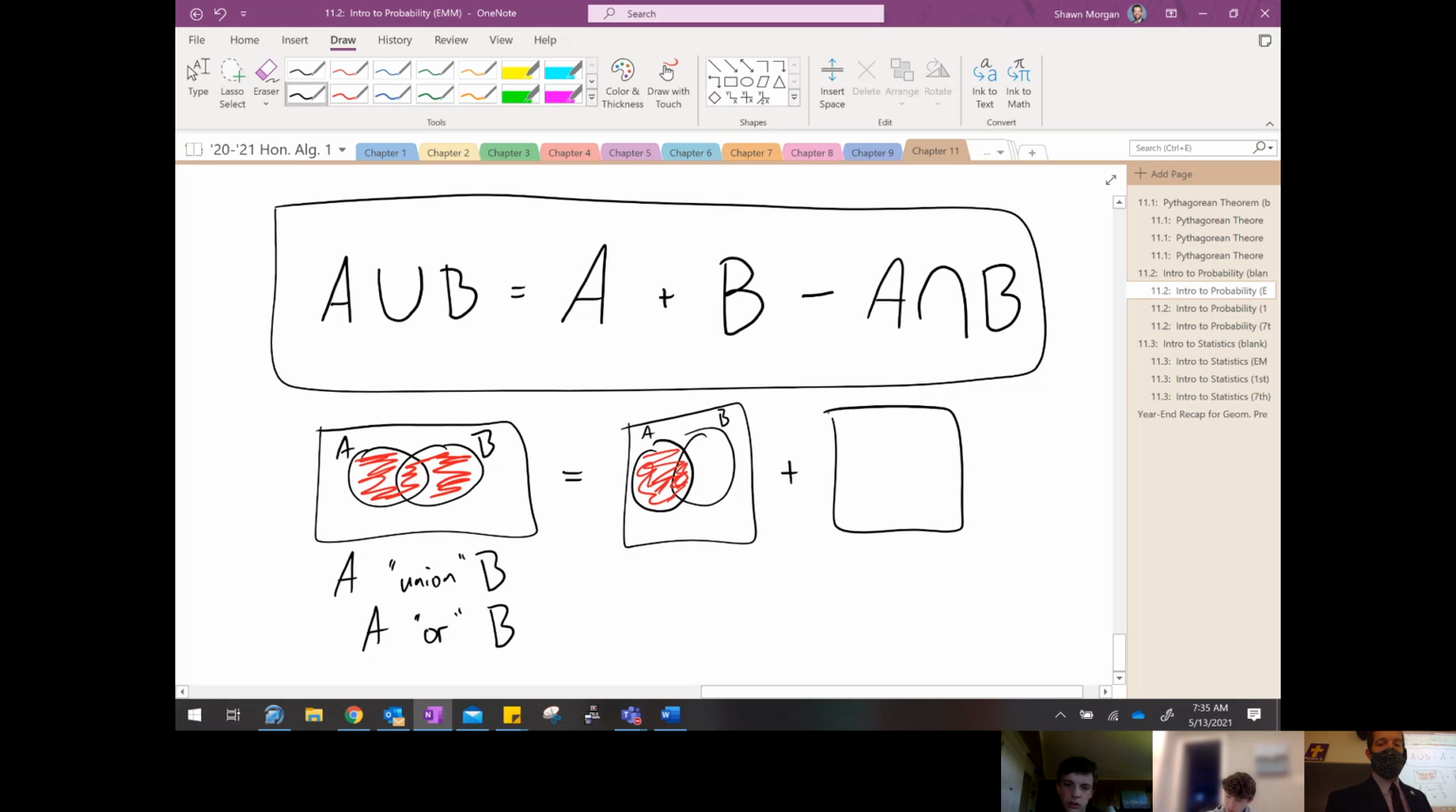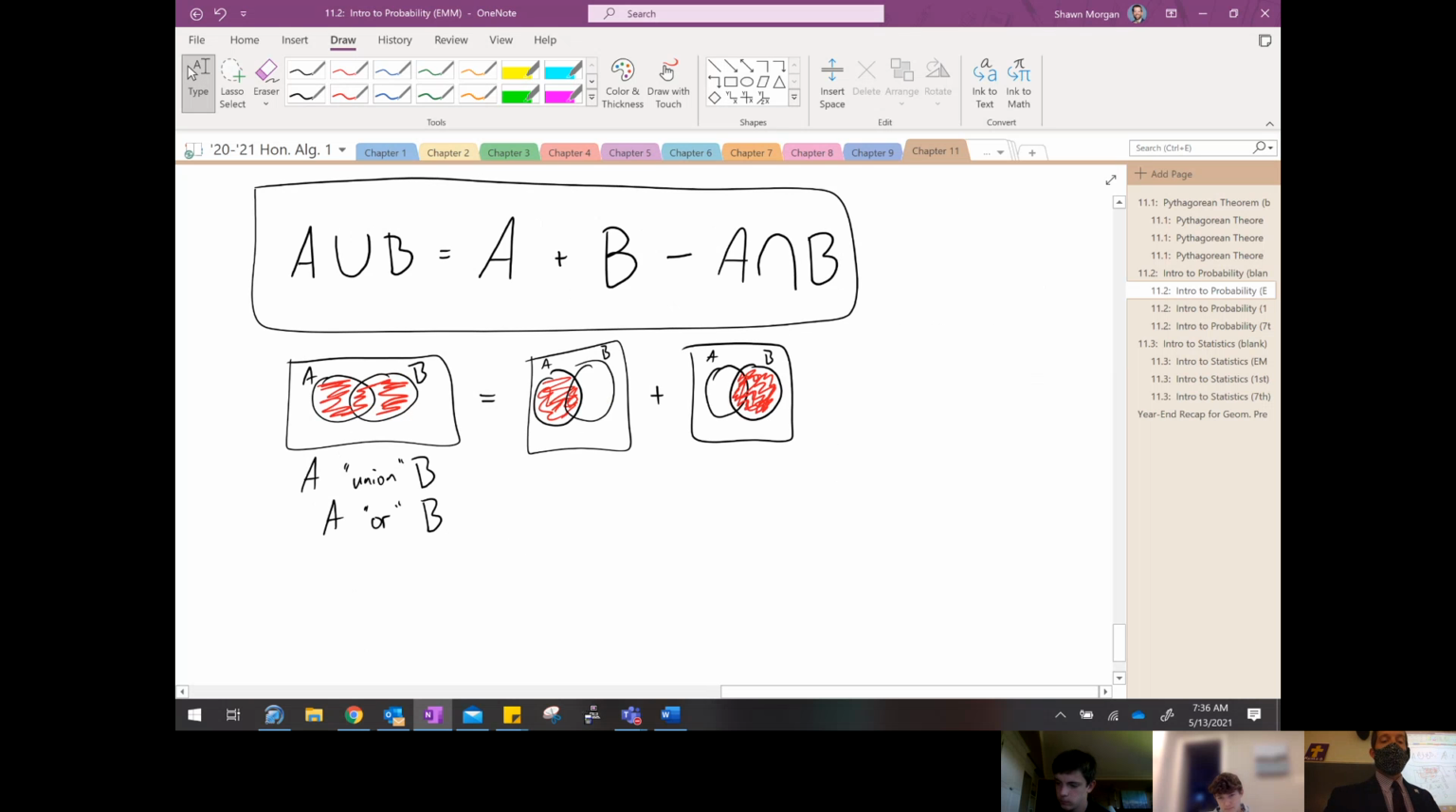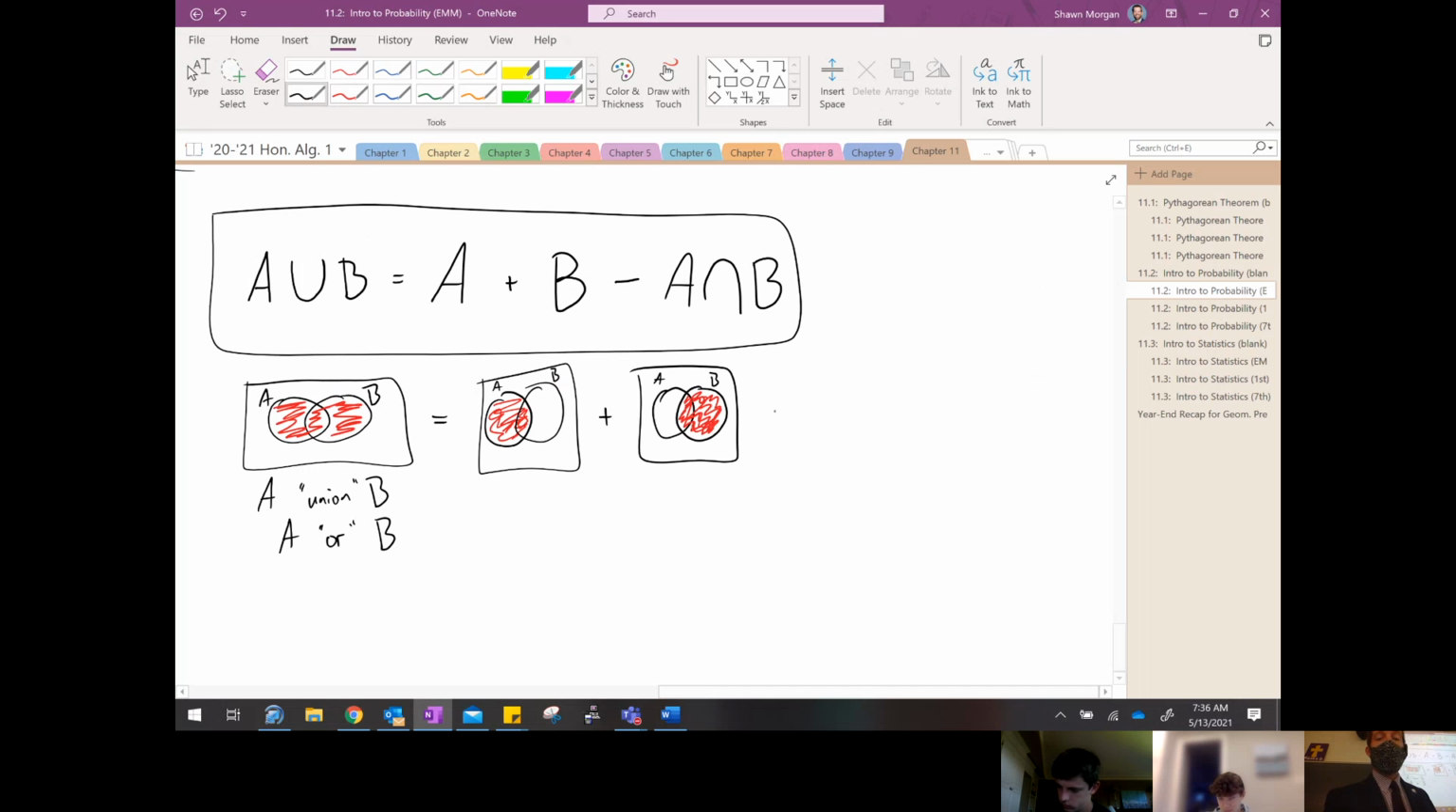plus B, right? But can you visually tell that we have now counted this middle section twice, right? You know what I'm saying? So we have to subtract away, we have to take away that intersection. There's A, there's B, and we have to subtract away that doubly counted intersection.